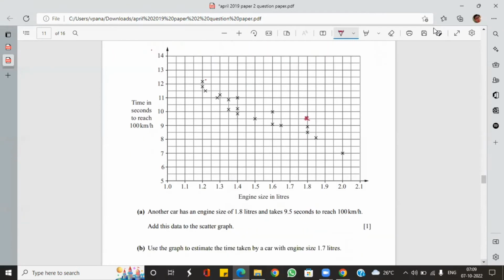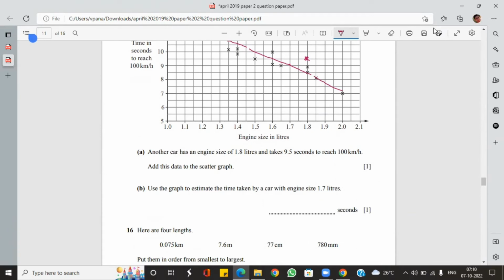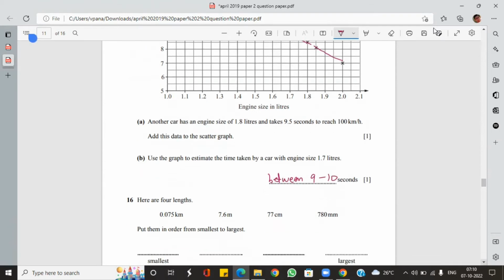The next part they say, use the graph to estimate the time taken by a car with engine size 1.7 liters. At 1.7 liters, we cannot find it exactly, but if I draw the line of best fit, somewhat it is going to go from here. So 1.7, and from here when I go, it is somewhere around 9. So it will be somewhere between 9 and 10. So write it as between 9 to 10 seconds. Got it?